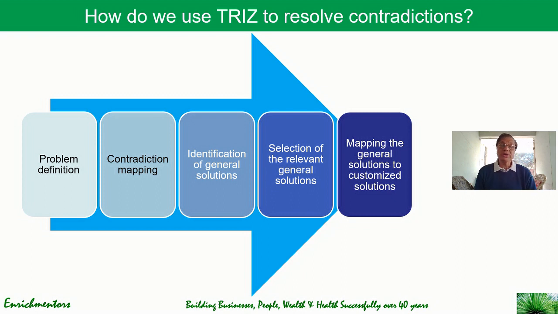But there is also a methodology that you see on your screen that we can use, and this basically starts with defining the problem. What is the problem that you have? What is the conflict that you have? What is the contradiction that you have that you want to solve? Then mapping that contradiction, and we will show through this example how to do that. And then identification of general solutions, selection of relevant general solutions. After you find many solutions, find one that is relevant for you. And mapping the general solution to customized solution to solve the specific problem that you had in the beginning of this process, right? You get an understanding of the overall process.